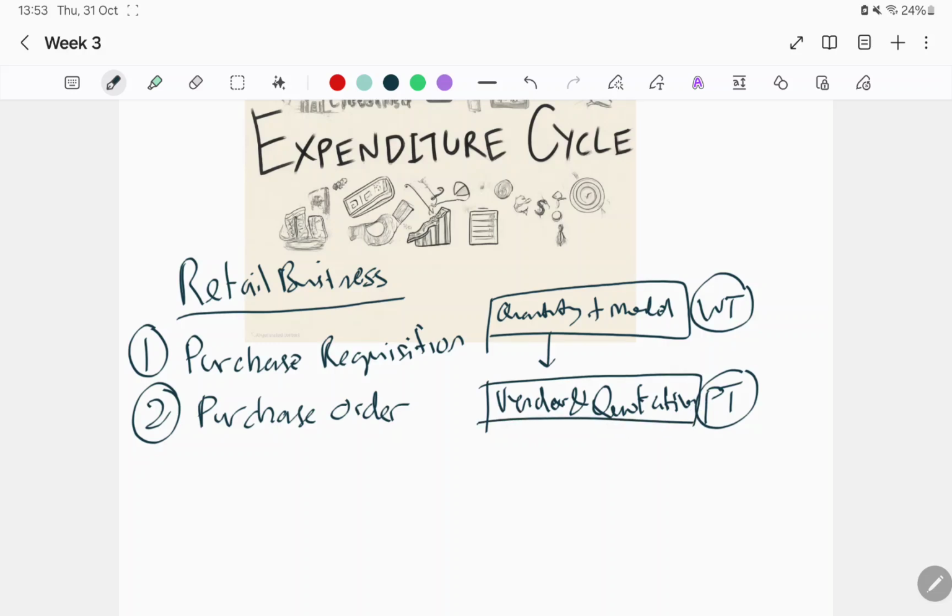Once they have checked the vendors and they have a few quotations, it's like this. You want to buy maybe a smartphone, alright? Then you will ask different vendors, and different vendors will give you different quotations, and then the purchase team will check which one is the best. Then upon checking them, they will agree on the quotation. Then they will generate the purchase order.